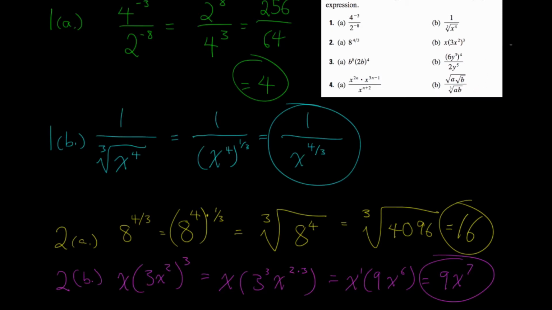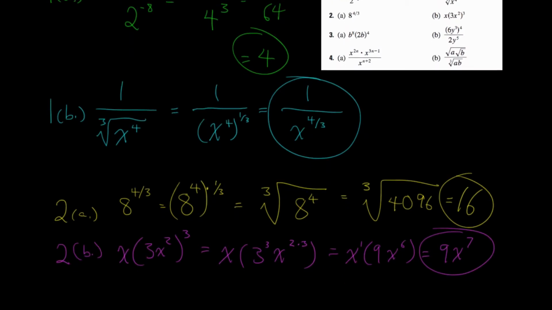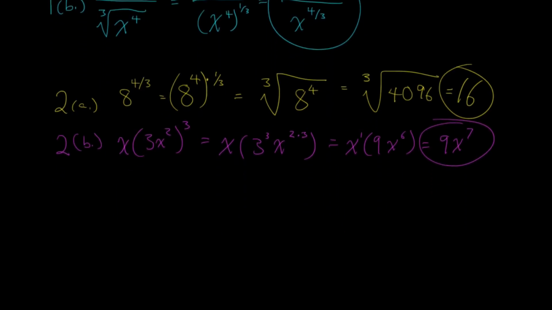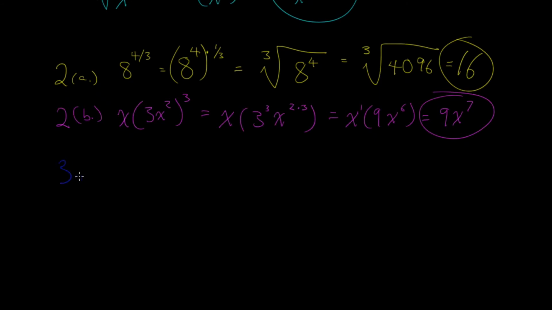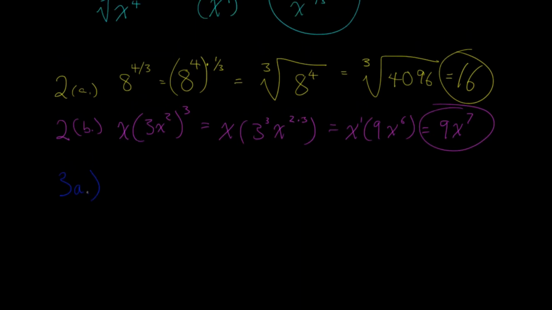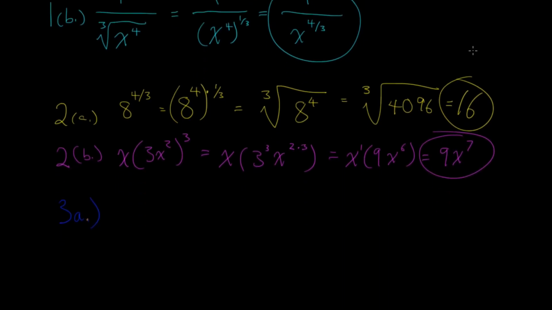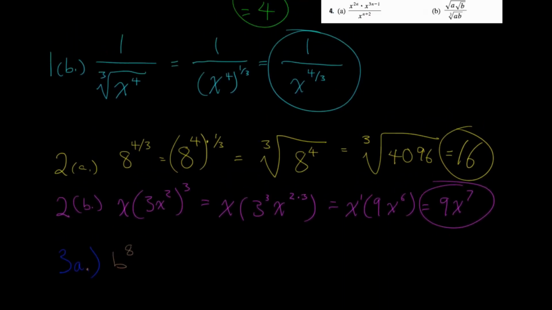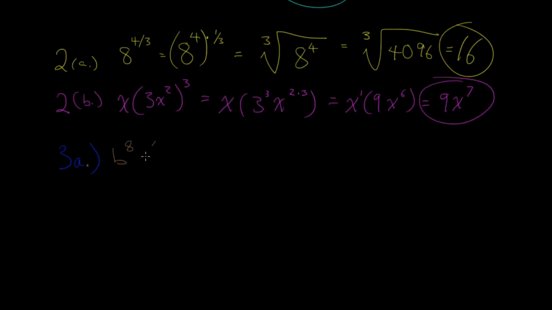Okay, let's move on to 3a. 3a is b to the 8 times 2b to the 4. I don't know if y'all can see that. Let me rewrite. So that's, okay, 3a is b to the 8 times 2b to the 4.